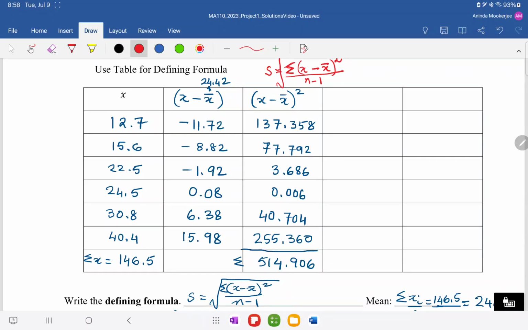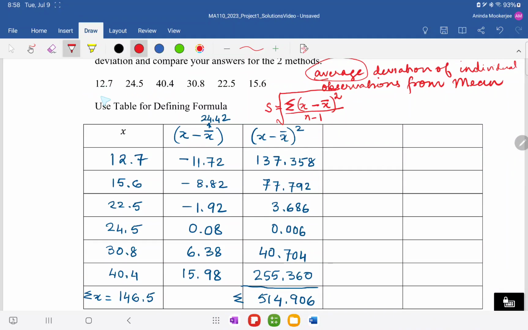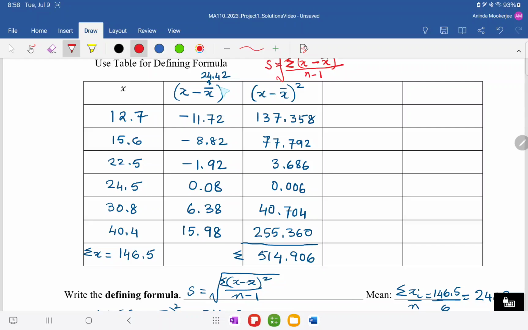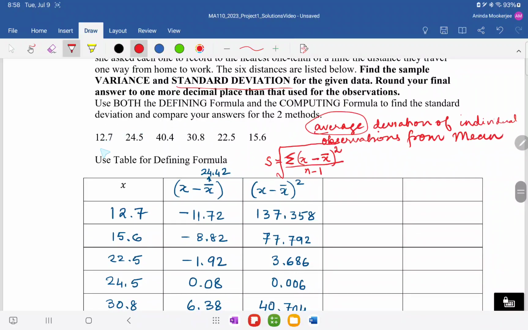So what we did here was we first listed all the x values that were given to us, 12.7, 24.5 and so on. All these 6 values are listed here, and then in the next column, we have to do x minus x bar, finding each individual deviation from the mean. However, we need to know the sample mean. The sample mean is not given in the question, but you can find it by summing up all these values and dividing by 6.